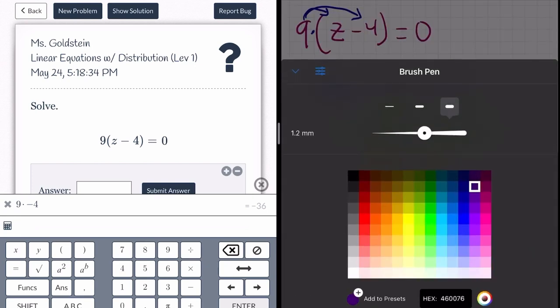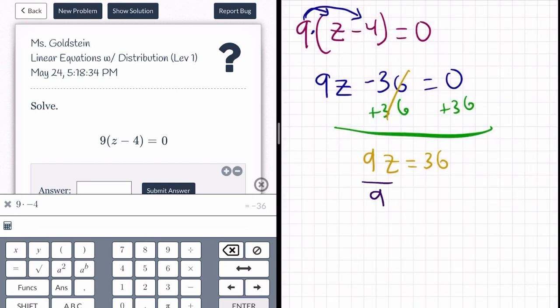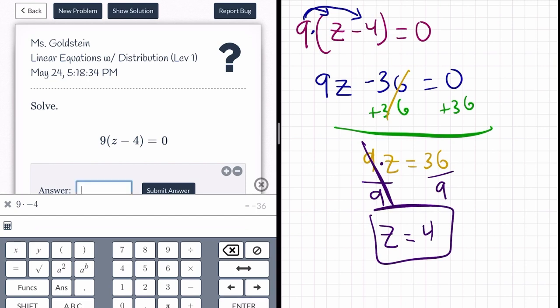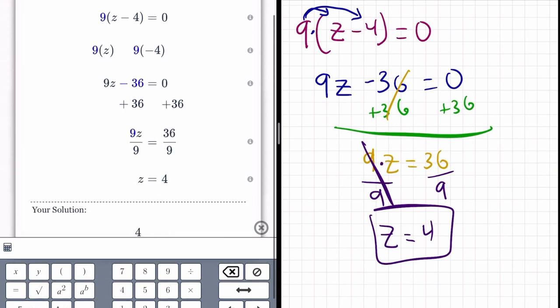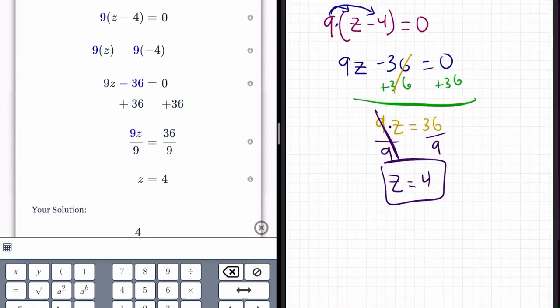My final step, I divide both sides by 9 since it's being multiplied by z. Cancel out those 9's. Z equals, and then 36 divided by 9, we get 4. And I type 4 into my answer, and it'll show you the work involved there. That second step is the 9 times z and the 9 times negative 4. Okay. Let's do another one.